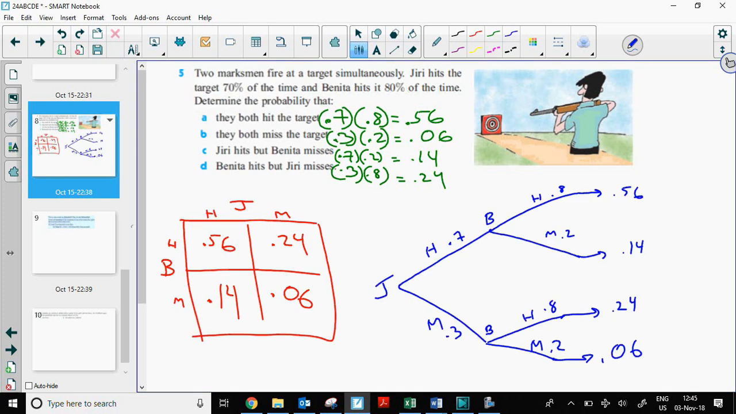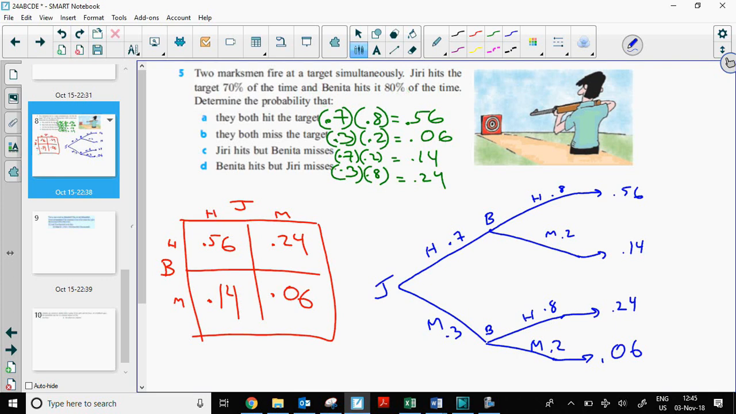If you're a fan of more visualizations, we could have done extra work in this problem. So here's just two ways we could have done it. In red, we could have made a grid or a table. I've got Jiri on top and Benita on the left, and I've got hit or miss labeled for both of them. And then in each of the four boxes, I've written down the products that I had in green.